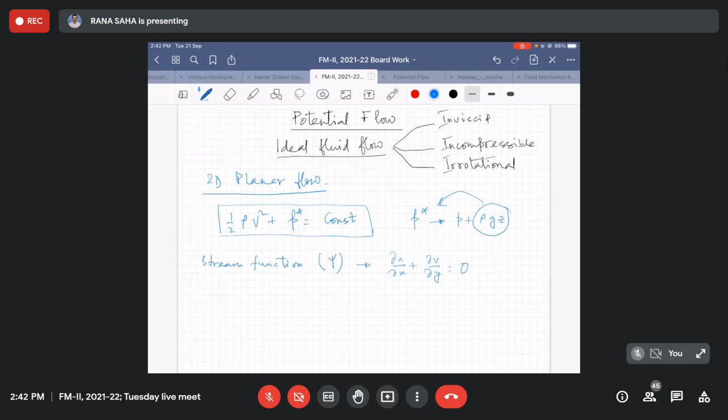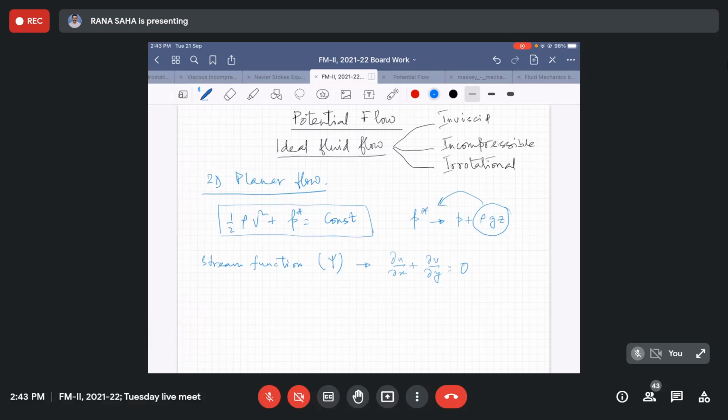And so the way this particular function is being defined, inherently it satisfies the continuity equation. And then actually, if we apply the irrotationality condition, then we get the form which is known as the Laplace equation. That is del square psi is equal to 0. Okay.